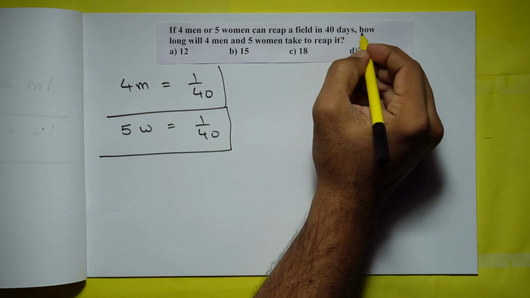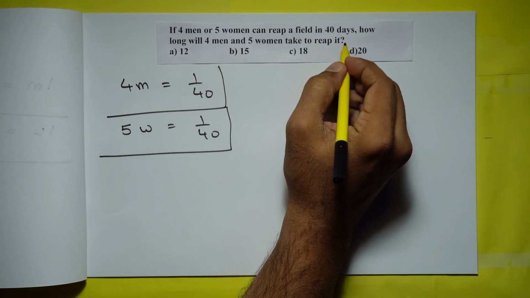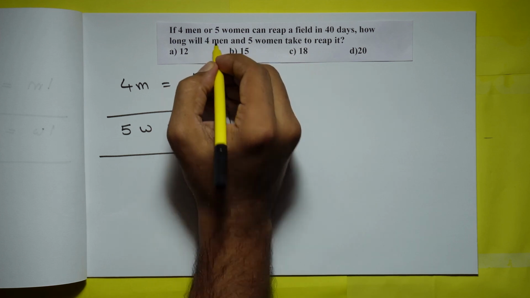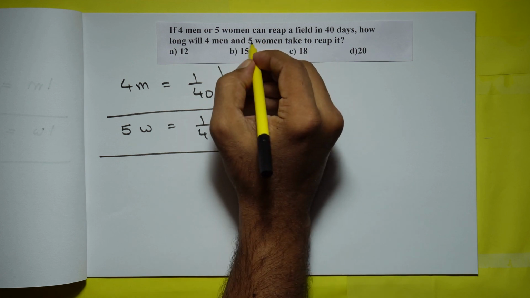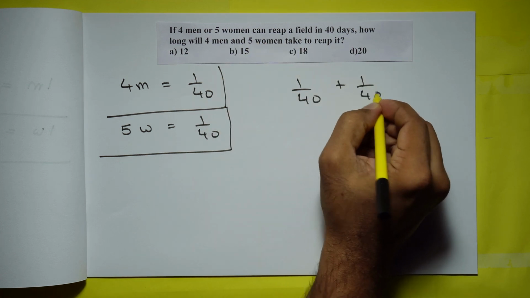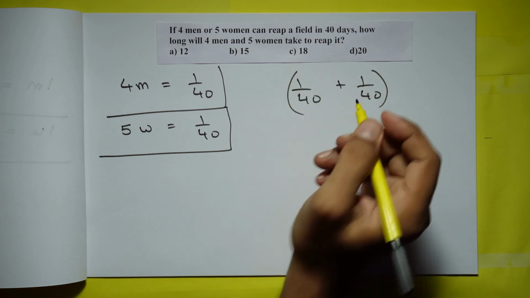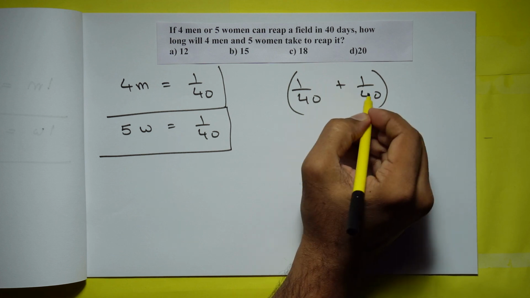Now the question is, how long will 4 men and 5 women take to reap it? So 4 men are there. Every day they will do 1/40th of the work. And 5 women are also there. Every day they will do 1/40th of the work. So this is the contribution of 4 men and 5 women per day.